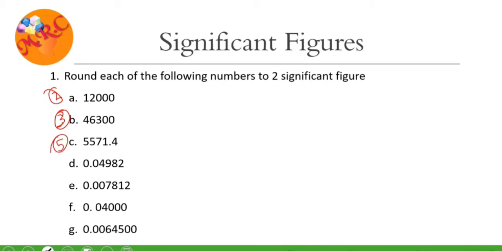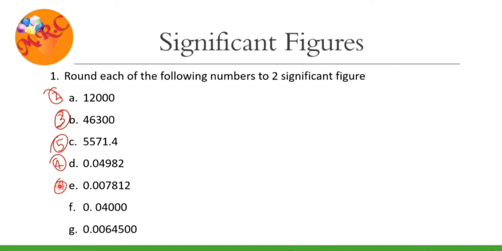Good. D has 1, 2, 3, 4 significant figures. The 0 here is not significant because this is a leading 0. But these digits are significant. So this one has 4 significant figures. The E has 4 as well. The zeros at the front are not significant. So it has 4 significant figures.